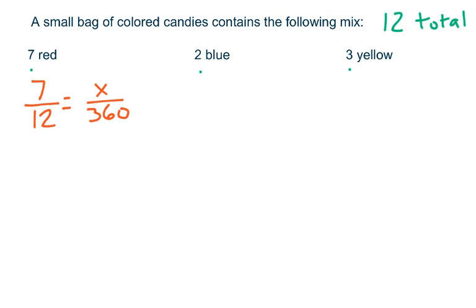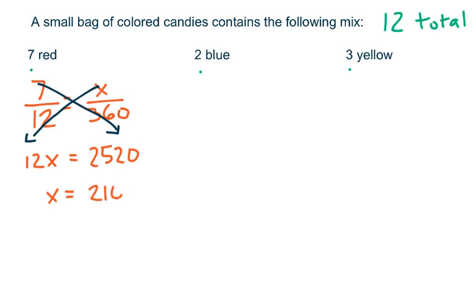The solving process here involves cross-multiplying, something you may be familiar with. We multiply this way and get 12x. We multiply that way and have 7 times 360 is 2,520. One more step, we divide both sides by 12 to solve for x, and we find that the number of degrees that we're going to give to red when we make our pie chart is 210. So red's going to be given 210 degrees when we make our pie chart.